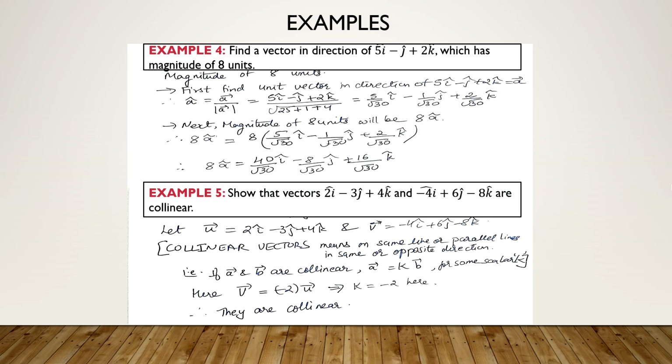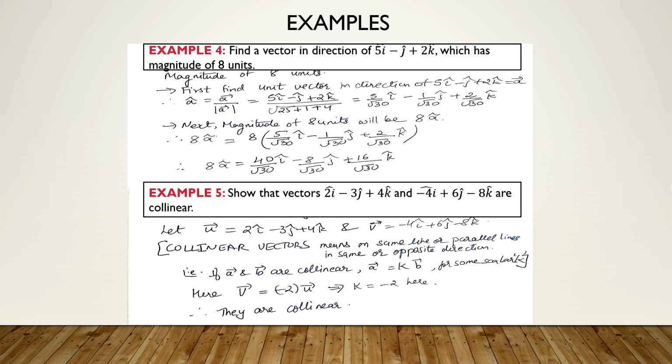So now, the first thing is, just now we have seen the formula to find the unit vector in the direction of the given vector, which is the vector upon its magnitude. So the unit vector a cap, which is in the direction of the given vector a, is equal to 5 upon root 30 i minus 1 upon root 30 j plus 2 upon root 30 k. A magnitude of 8 units means when you multiply 8 by the unit vector, you get the vector which has a magnitude of 8 units. So the required vector is 40 upon root 30 i minus 8 upon root 30 j plus 16 upon root 30 k.